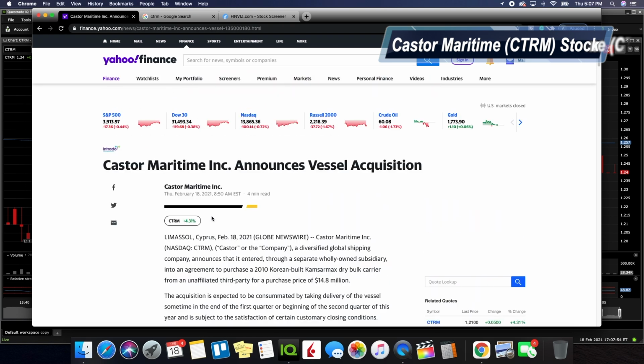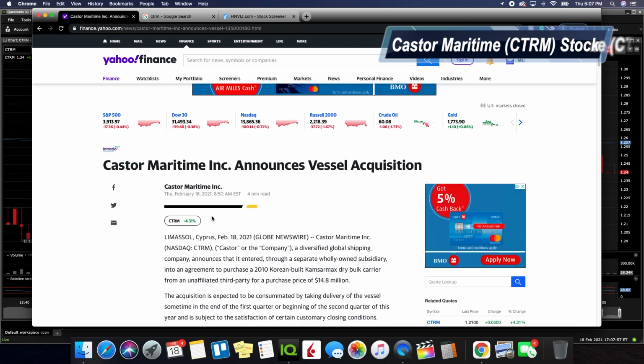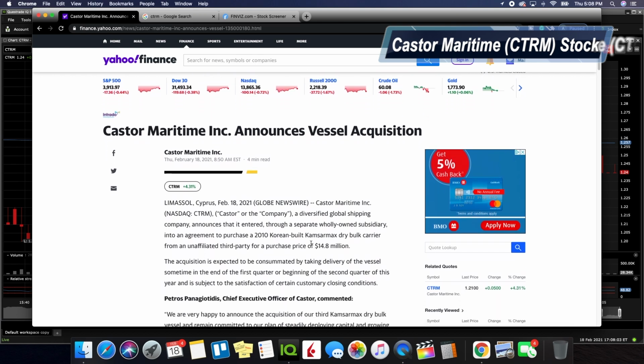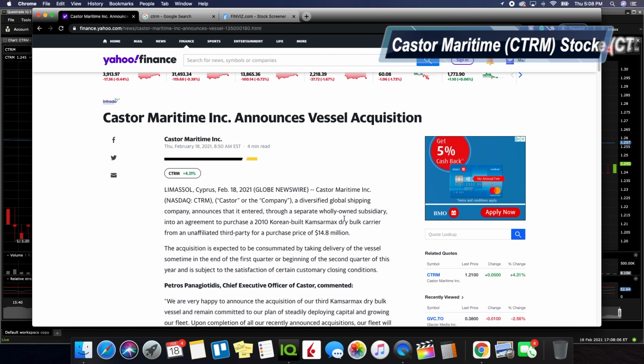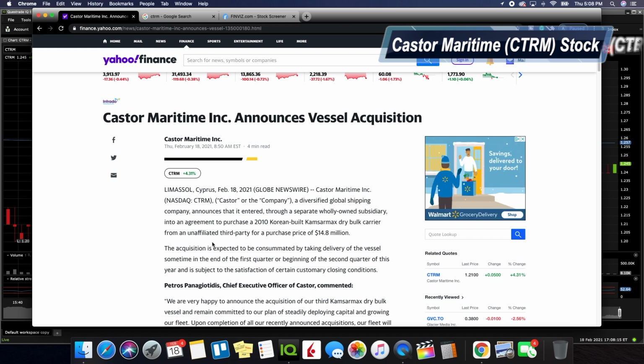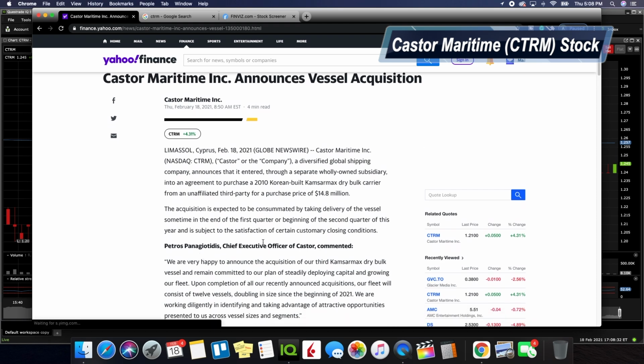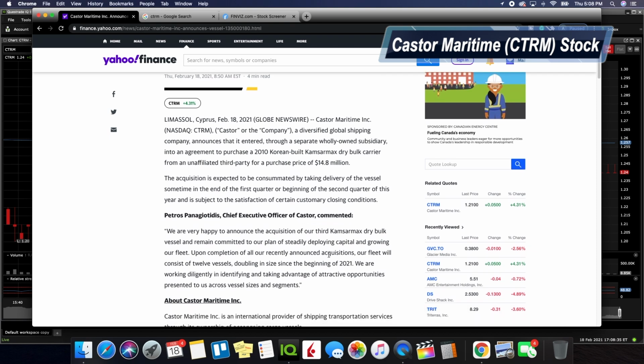For Castor Maritime, they announced a vessel acquisition, part of the reason why we had that strong pop in the morning. CTRM, a diversified global shipping company, announces that it entered, through a separate wholly owned subsidiary, into an agreement to purchase a 2010 Korean-built Capesize dry bulk carrier from an unaffiliated third party for a purchase price of $14.8 million. The acquisition is expected to be consummated by taking delivery of the vessel sometime at the end of the first quarter or the beginning of the second quarter of this year, and is subject to the satisfaction of certain customary closing conditions. Here's what the CEO has to say.